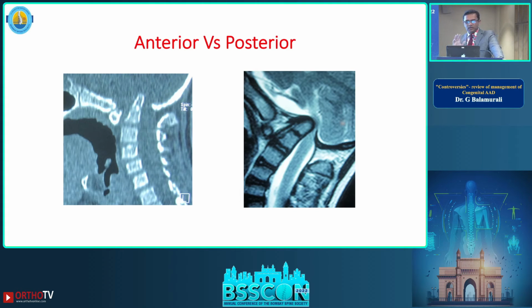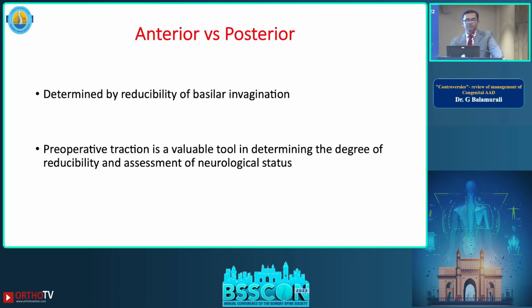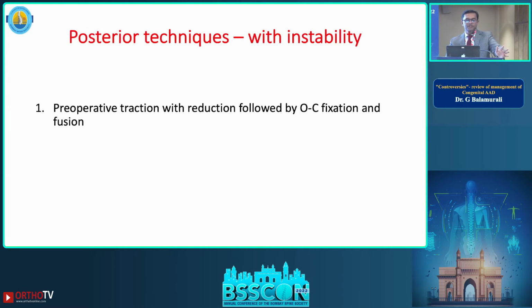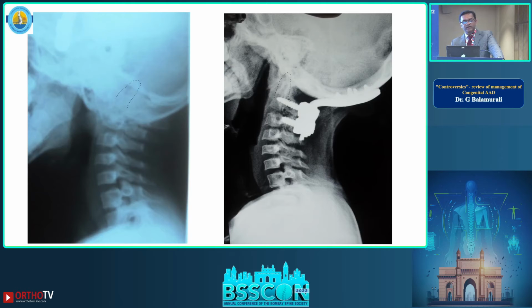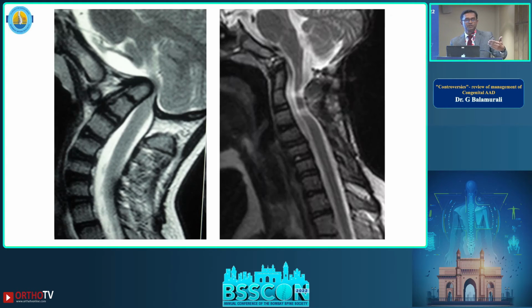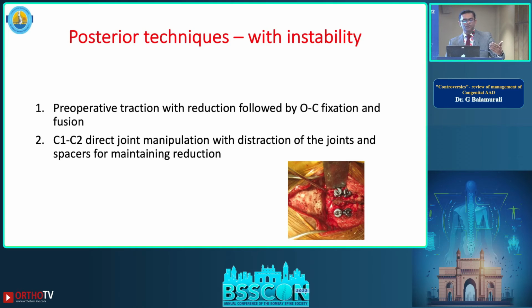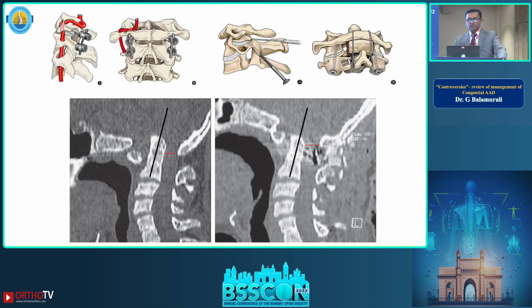Now just to summarize briefly which one to take, anterior or posterior, it all depends on the reducibility of your basilar invagination. If you are going to do posterior, you have three techniques which are commonly done. One is your occipito-cervical fusion, where you are able to reduce it nicely and bring normal alignment. The second one is you do a C1, C2 manipulation of the joint with or without a spacer. You don't have to put a spacer always. So this is the second technique.